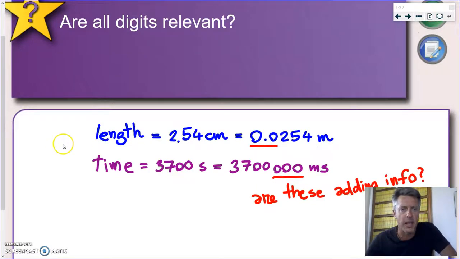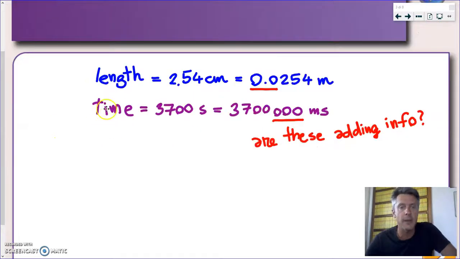We have two measurements, a measurement of length and a measurement of time. So let's imagine we're measuring a length of 2.54 centimeters, which by the way is exactly 1 inch. Now let's imagine also that I'm going to ask you, can you tell me how many meters is this number? And you say 0.0254 meters. But at this point, I must point out that this number has 3 digits, while this one has 5 digits. So you might wonder, do I have some extra information? Do these 2 extra digits add information, knowledge about the value of this measurement?